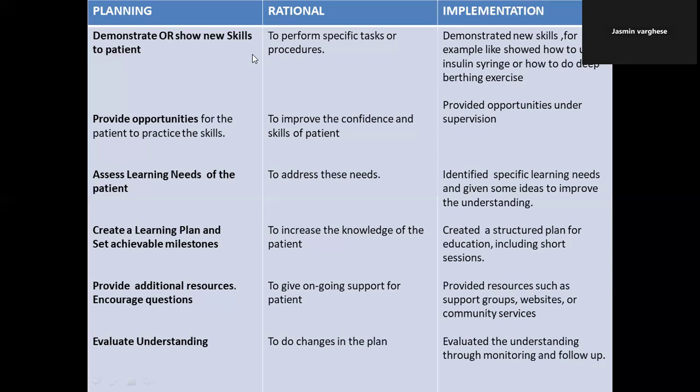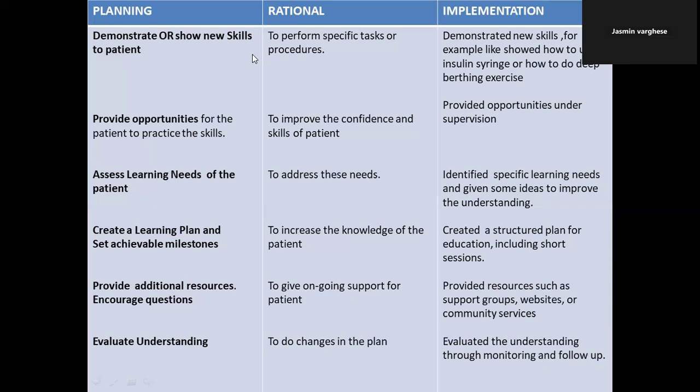Then the next planning is provide opportunities for the patient to practice skills. For what? To improve the confidence and skills of the patient. In implementation, provided opportunities under supervision. Then assess the learning needs of the patient. That is the next planning. What is the rationale? To address the needs of the patient. Again, in implementation, identified and assessed the learning needs and gave some ideas to improve understanding.